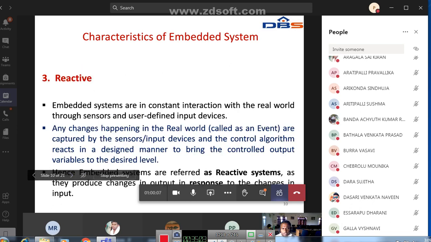Reactive. Embedded systems are in constant interaction with the real world through sensors and user defined input devices. Suppose there are automatic AC machines. What do they do? Suppose the room temperature reaches 25 degrees, they automatically reduce it. If it becomes too cool, it will increase the temperature. So to sense the temperature of a room we need a sensor, and after sensing, to change the AC machine's values we need actuators. All those things are present in the reactive characteristic.